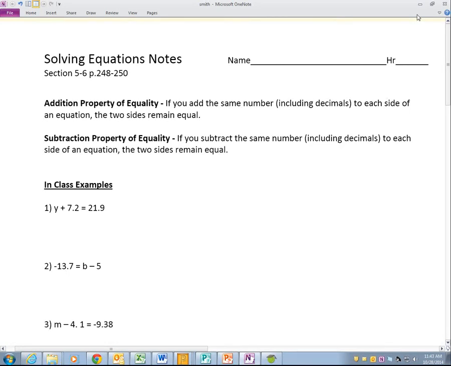Then the subtraction property of equality is the exact same, where you subtract the same number, including decimals, from each side of the equation. The two sides remain equal. If you have 5 pounds of dirt on either side of a scale, and you remove 2 pounds of dirt from each side, the scale is still going to be level. Any questions on that? Okay. Does that make some sense?